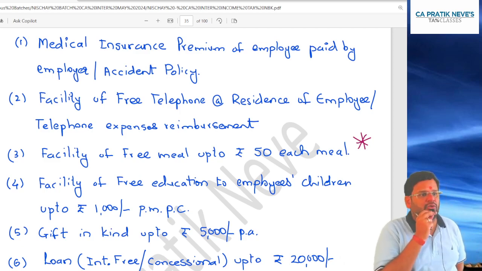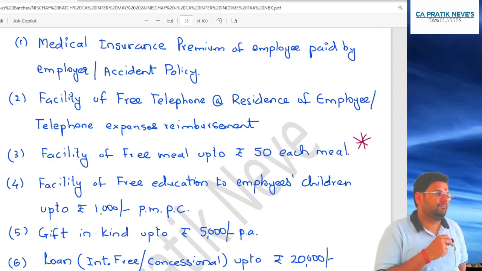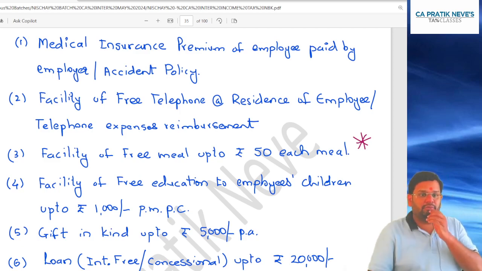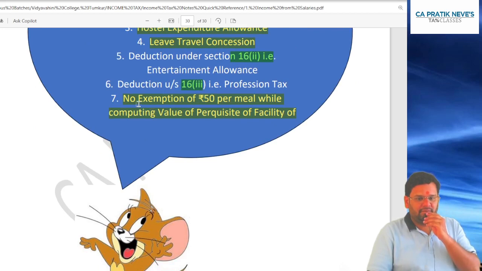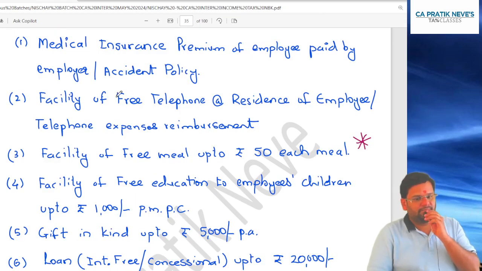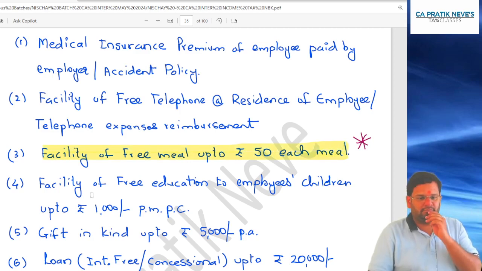Why do you think I've put an asterisk to that? My assistant told you one thing. Seventh point. What is seventh point? No exemption of 50 per meal while computing value of perquisite. So this particular point is only for old regime. Other points will be for old and new, both. Understood now?